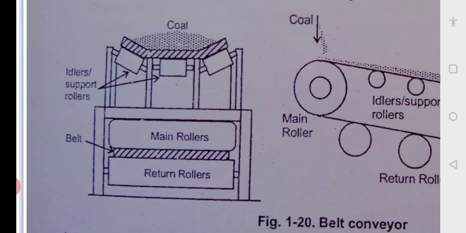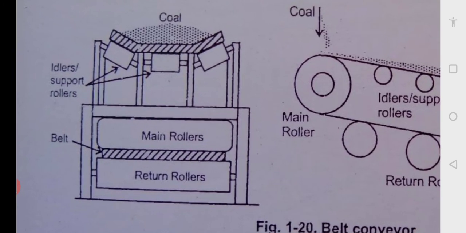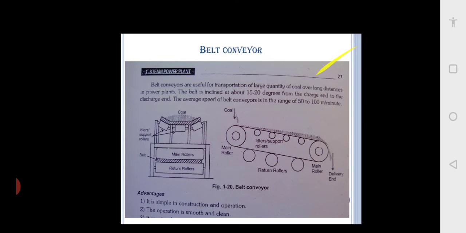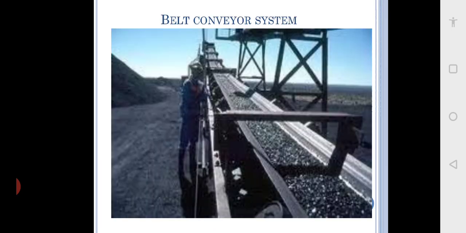So you can see the belt conveyor on the top along with the idling support rollers. Okay. Then this is a pictorial view. From a long distance you can see it moving almost half a kilometer, taking advantage of gravity as well.